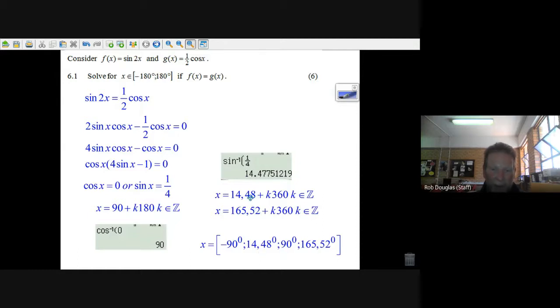Okay, for the sine answers, 14.4, if k is 0, that's an answer. And here's this other one, 165.52 will give me the same 1/4 answer. So it's a solution as well. Now, if I add or subtract 360, I'll go outside. Those are the other solutions. So these 4 angles are the solution to where these functions equal each other.